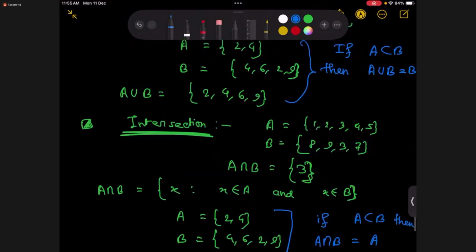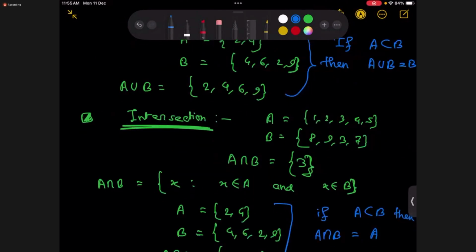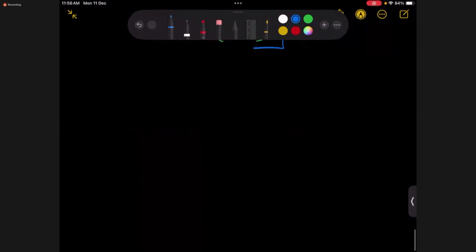So we have already found two properties, and today we will see these two properties by Venn diagram. Let us draw the Venn diagram for these two things, and after that we will discuss another thing.